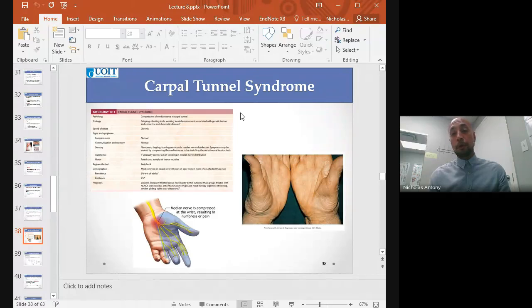Here's an example of a mononeuropathy, a traumatic myelinopathy. You guys okay?